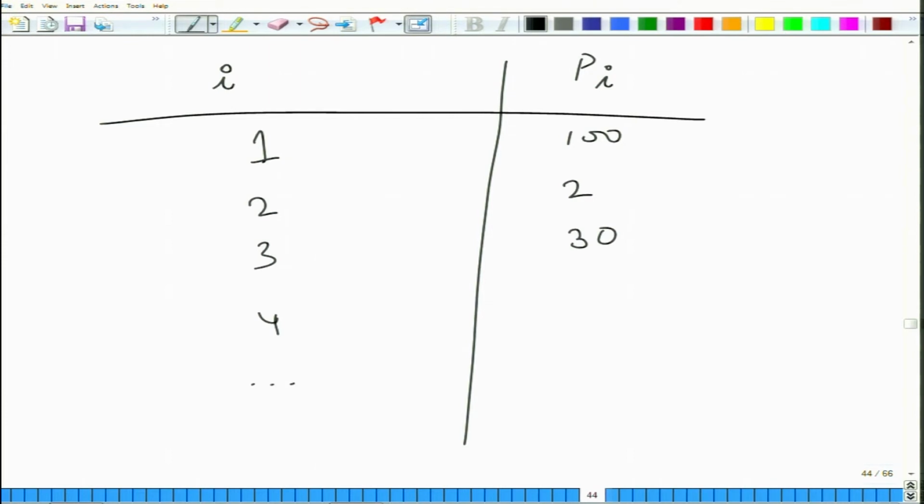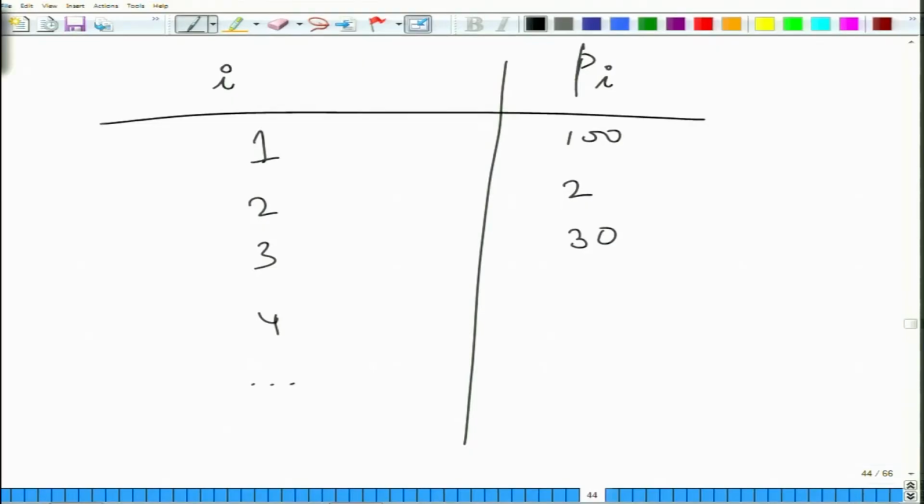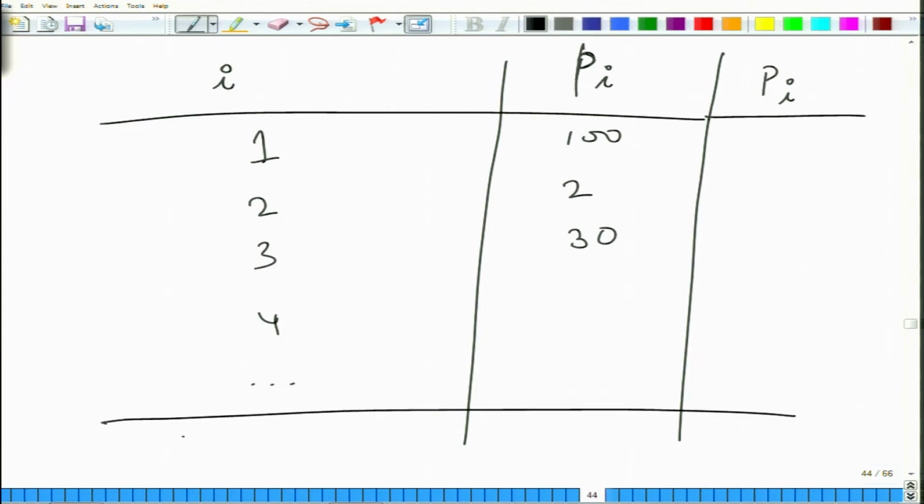Now, the first index goes by the name of Simpson's diversity index and is given by the symbol D, which is equal to 1 over the sum from i equals 1 to S of Pi squared. Now, let us call this small pi, and from this we will compute a capital Pi. Now, here we have the total number of species. So, S is the last species that we have. Let us say we have 100 species that are found in this area, and the total number of individuals that we found in this area is 1000. So, this is the sum of all the small pi's, which is 1000.